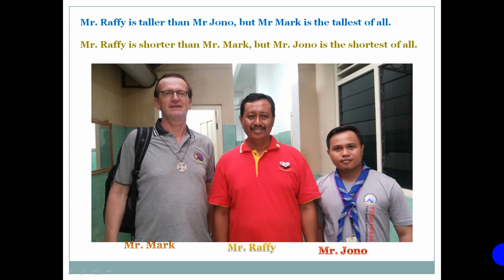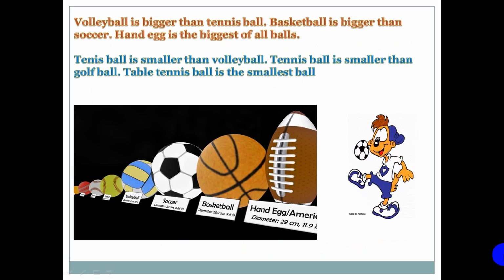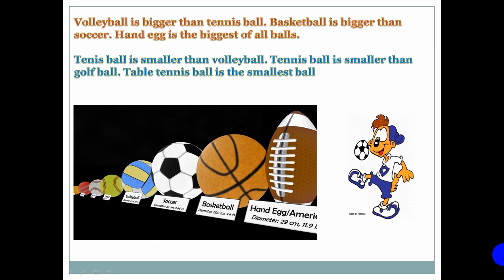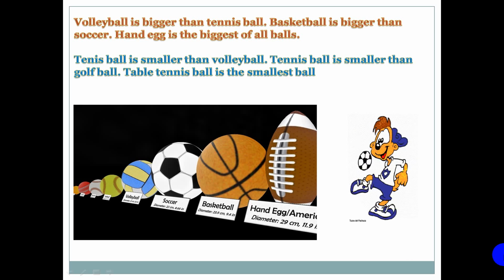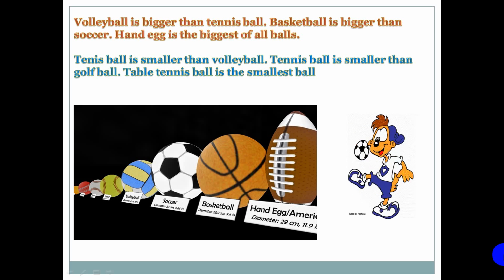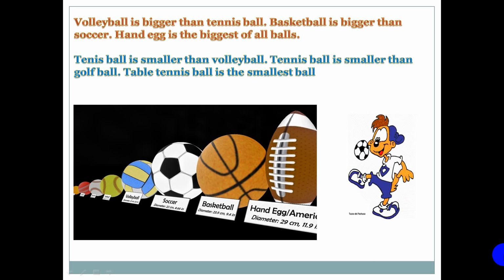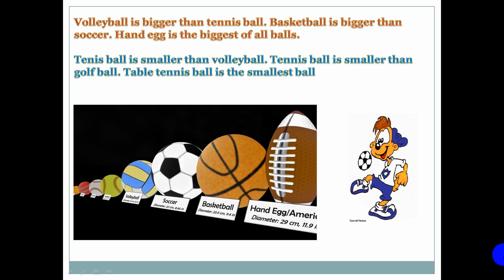Have a look at the picture. Mr. Rafi is taller than Mr. Jono, but Mr. Mark is the tallest of all. Mr. Rafi is shorter than Mr. Mark, but Mr. Jono is the shortest of all. Well, look at the balls. There are many kinds of balls. Volleyball is bigger than tennis ball. Basketball is bigger than soccer ball. Handball is the biggest of all balls. Tennis ball is smaller than volleyball. Tennis ball is smaller than golf ball. Table tennis ball is the smallest ball.